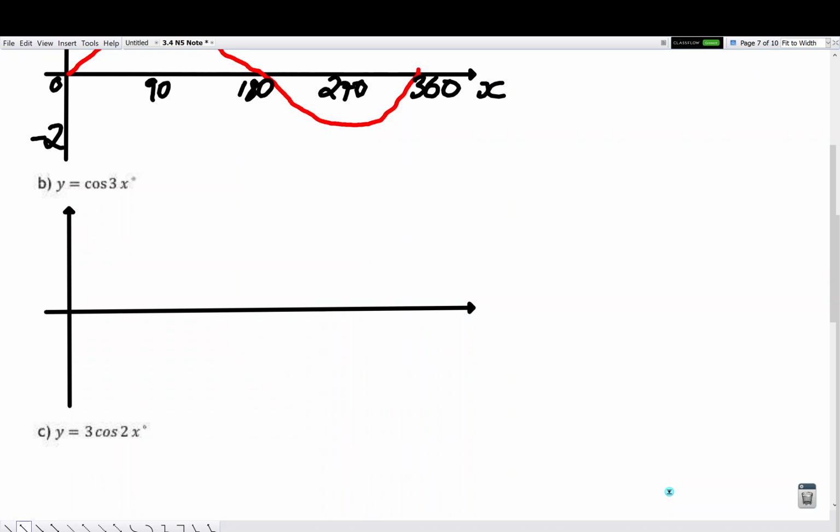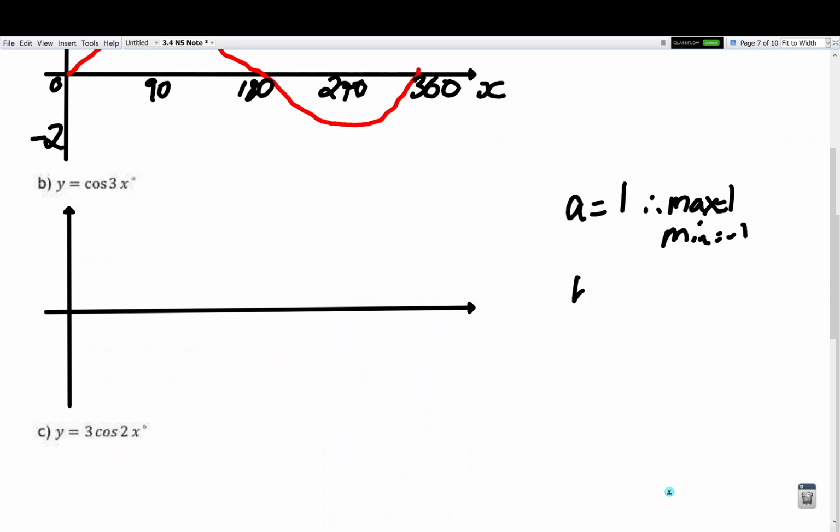Okay, so again, if you want to, at the side you can write these things down: the number in front of the cosine curve is 1. So a is 1, so therefore that means it has a max of 1 and a minimum of -1. And b is 3, which means there are 3 waves in 360.